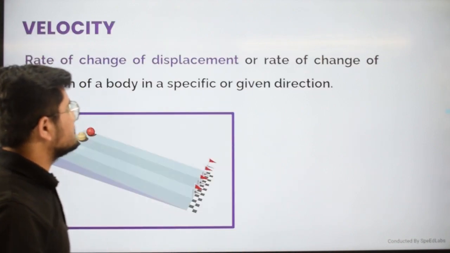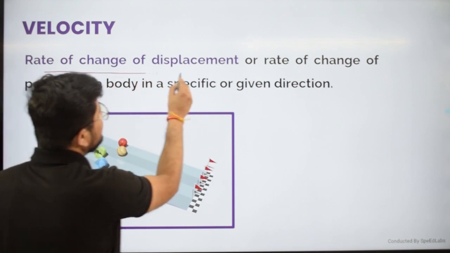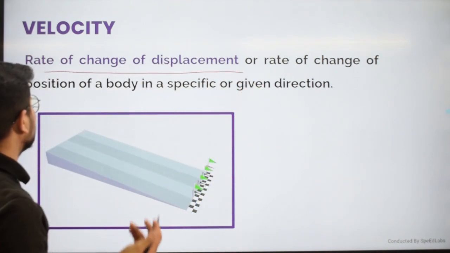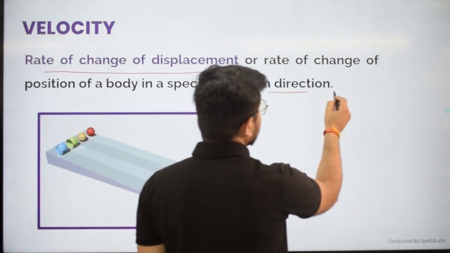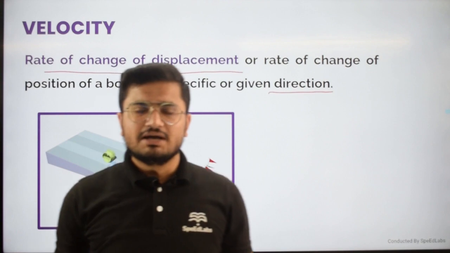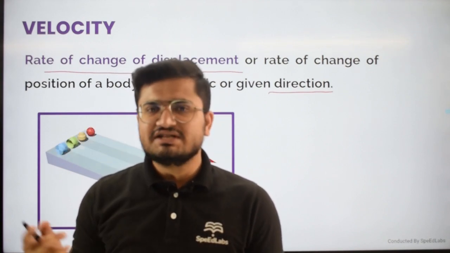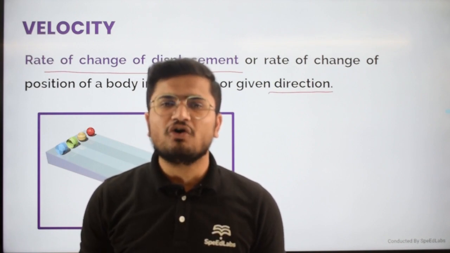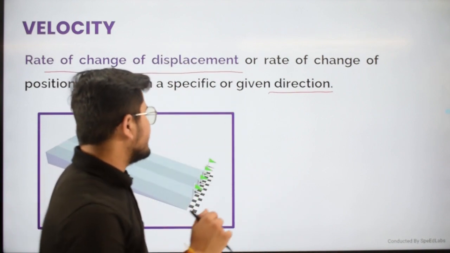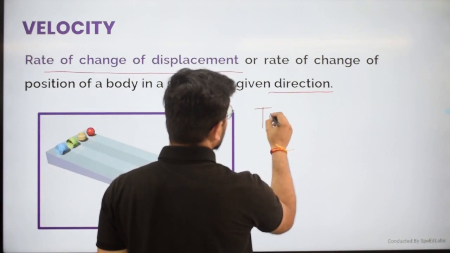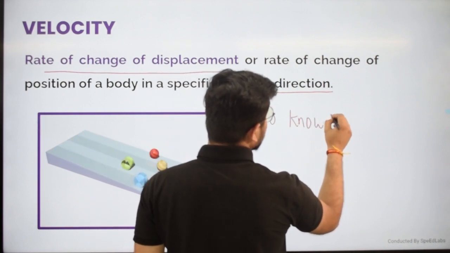Now moving ahead to the velocity. Okay, so it is written over here, rate of change of displacement, or you can say rate of change of position of a body in a specific or given direction. That is what velocity is. But I want to put a question here. We are also doing our work with the speed. Then what is the need of velocity? Why do we need velocity? To know the exact position of the object.